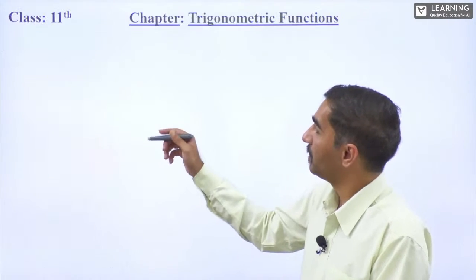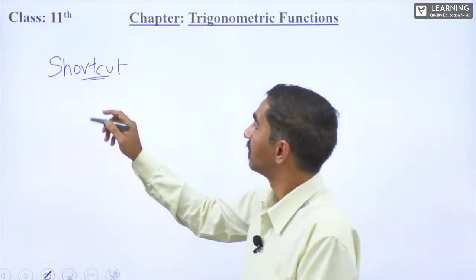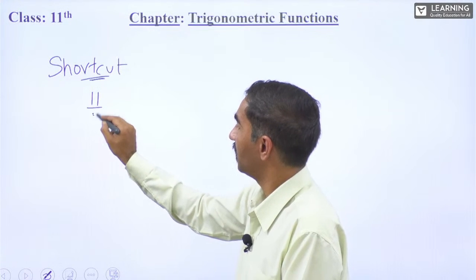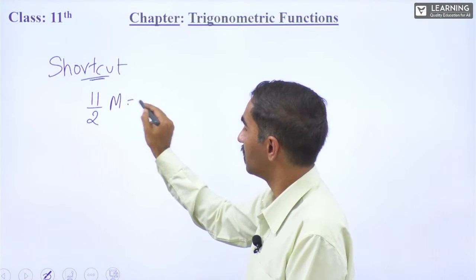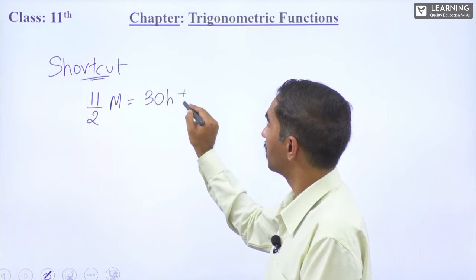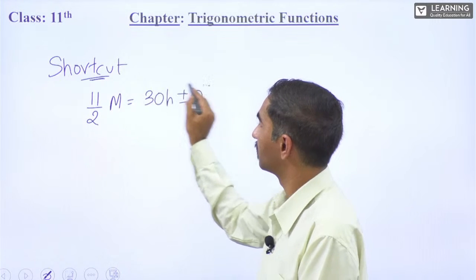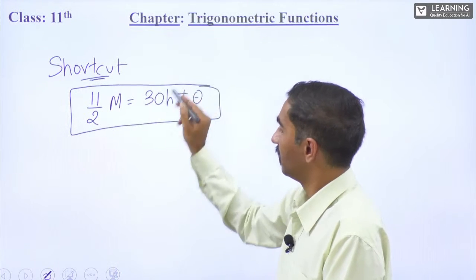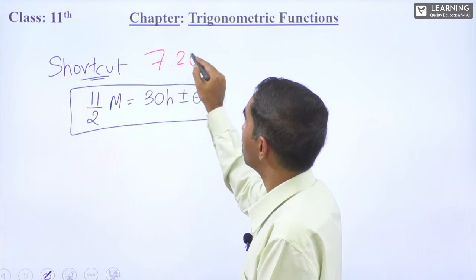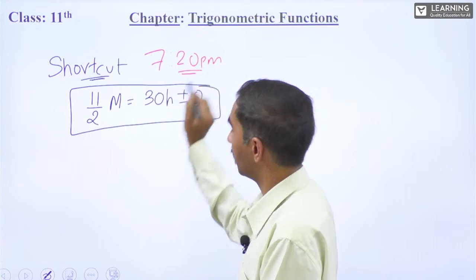Now, what we'll be seeing here is the shortcut method, which means 11 by 2 m is equal to 30h plus or minus theta. And what is the time given to us? The time given to us is 7:20 p.m.